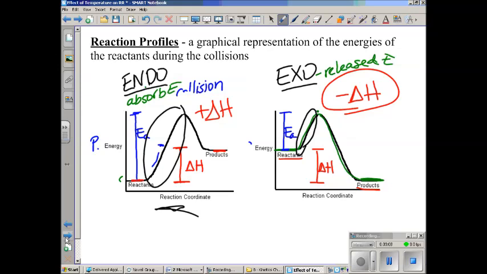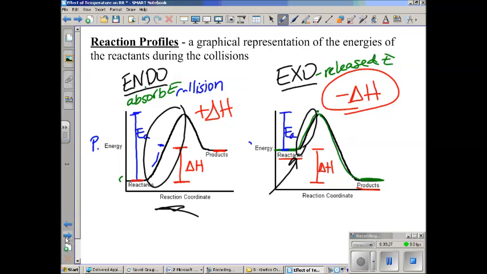And if you think about it, it makes sense. If it requires more energy to occur, then not as many collisions will be effective. So the one on the right side, this one here, less energy means more effective collisions. That's going to be a faster reaction. So you can actually look at reaction profiles and tell how fast a reaction is going to occur as well.